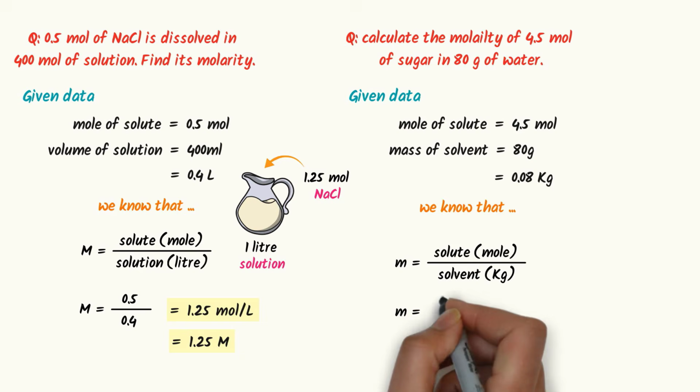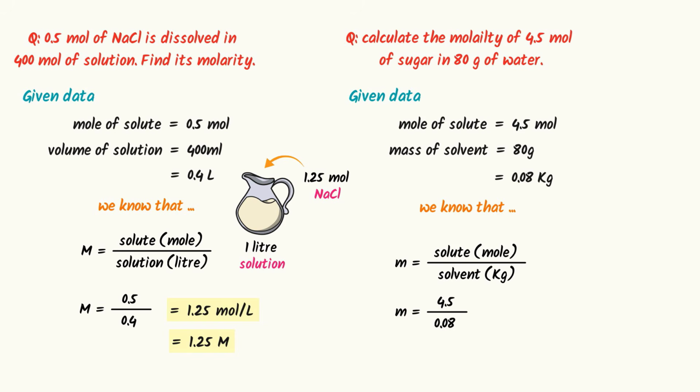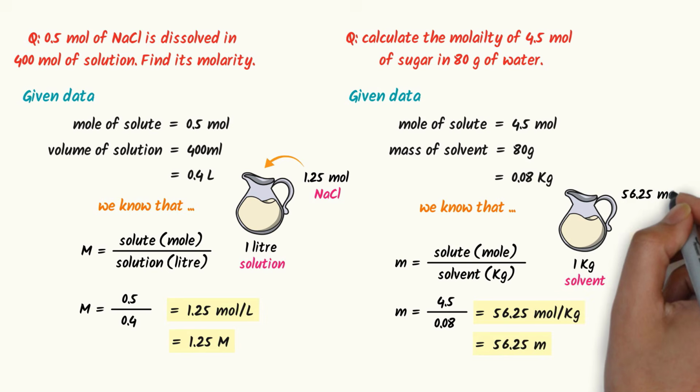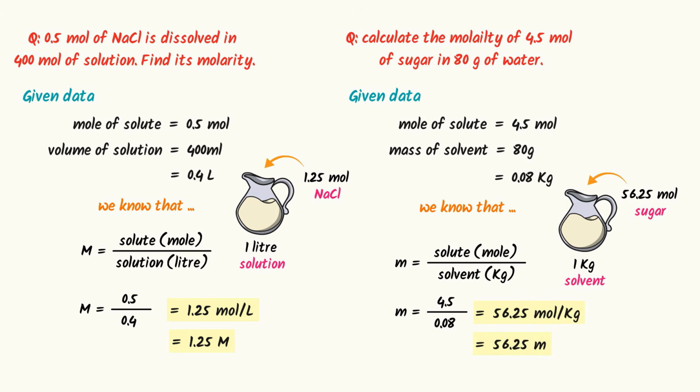I plug in these two values in this equation. I get 5.63 mole per kg or 5.63 m. It means that in 1 kg solvent or in 1 kg water, 5.63 moles of sugar is present. Therefore, using these two formulae, we can easily find concentration of any solution. If you want to learn and play with some numerical problems of molality and molarity, watch our lecture and its link is given in the description.